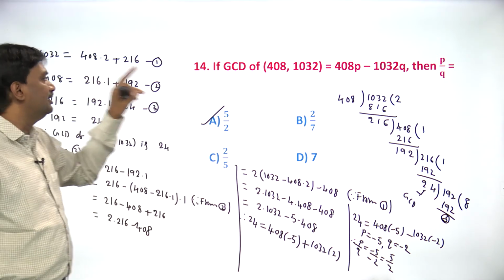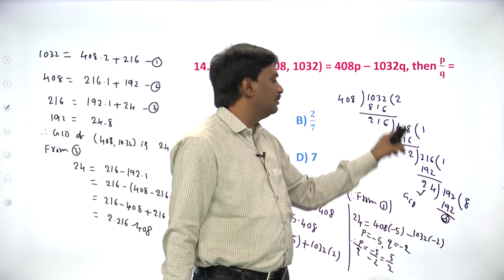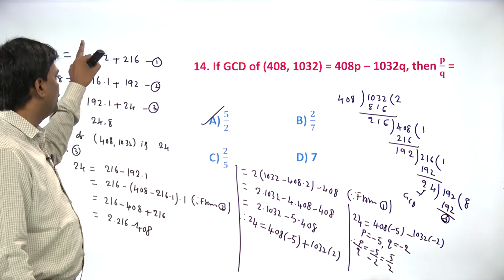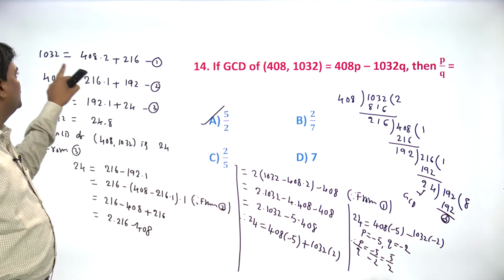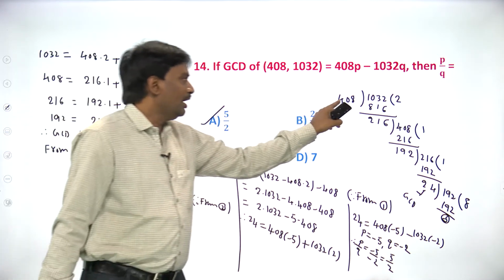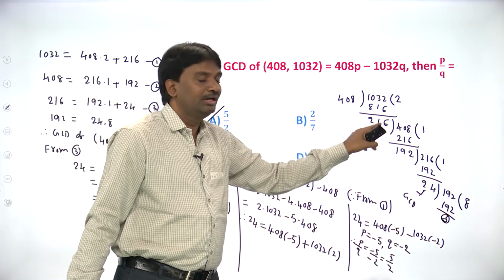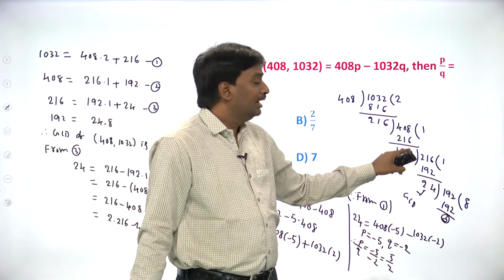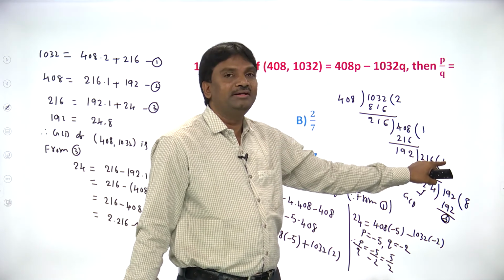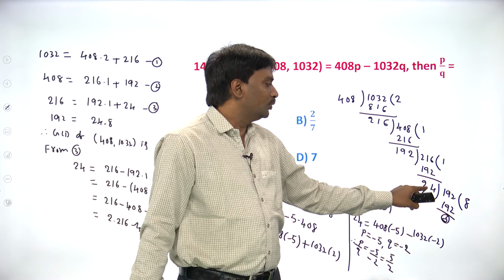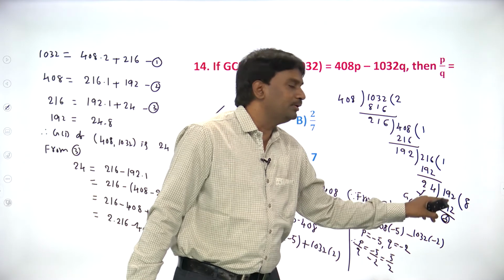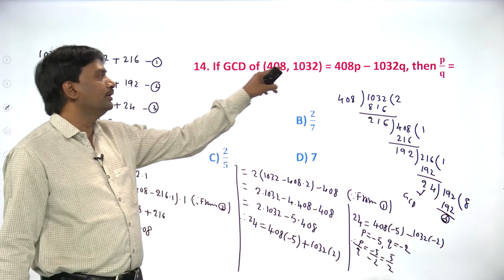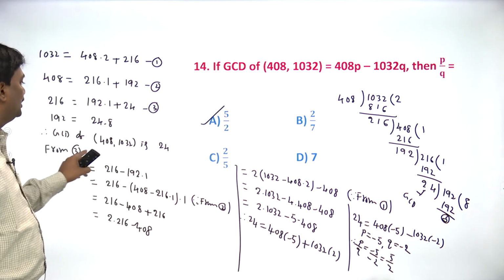By dividing the greatest number 1032 by the smallest number 408, we have gotten the GCD as 24. So by using that, express 1032 as 408 into 2 plus 216. Again we can write 408 as 216 into 1 plus 192. Again 216 can be written as 192 into 1 plus 24. Again 192 can be written as 24 into 8 plus 0. So clearly the GCD of 408, 1032 is 24.